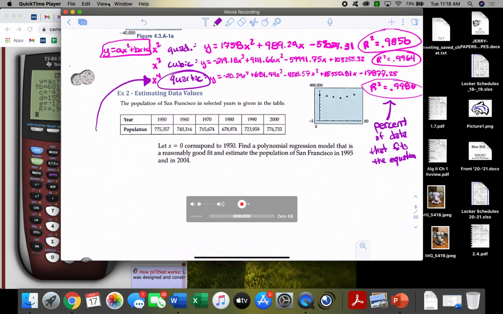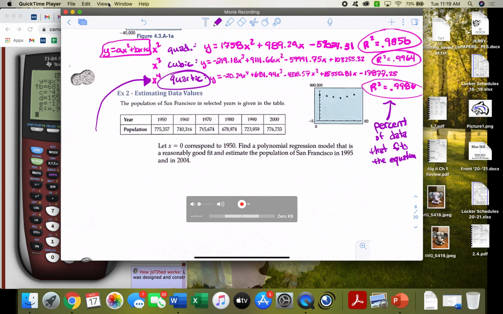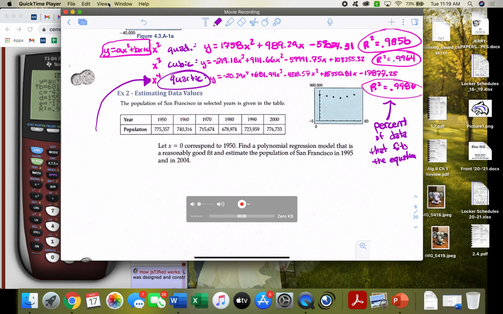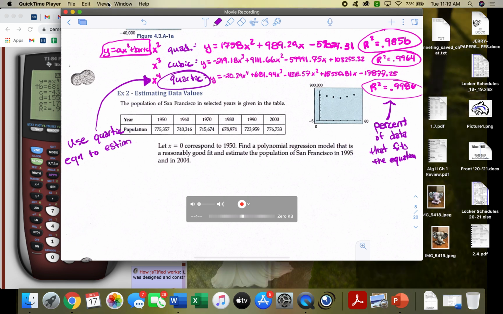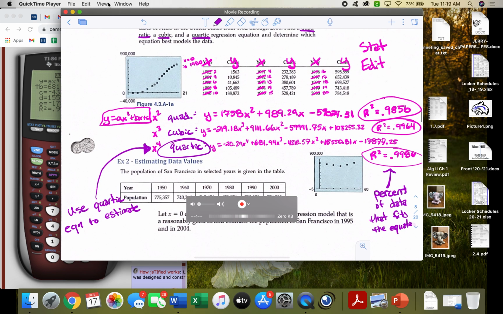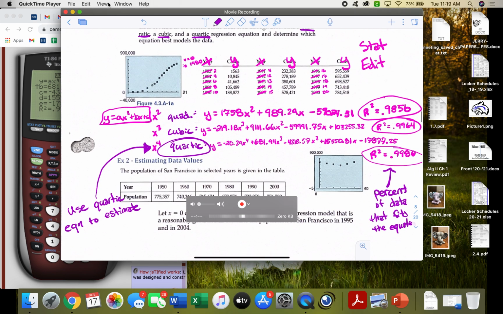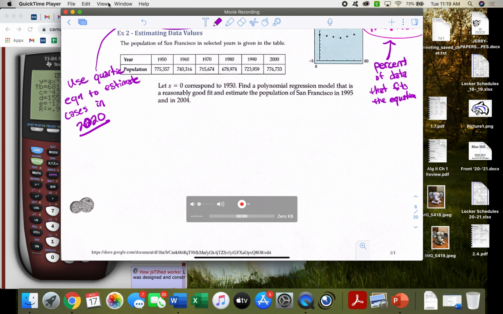Don't put everything away yet. Here's my follow-up question. We're not going to do example 2 yet, but follow-up question. Use the quartic equation to estimate the number of cases in, let's go 2020. So according to this equation, how many cases should we have in the year 2020?